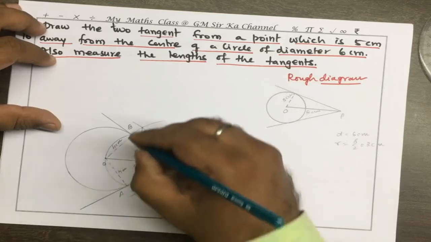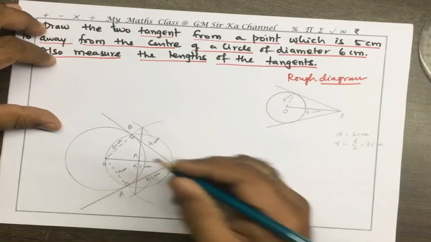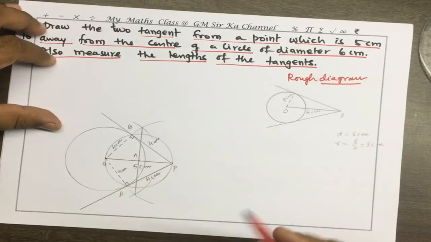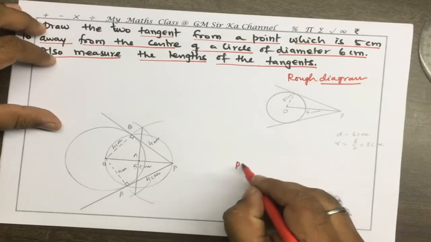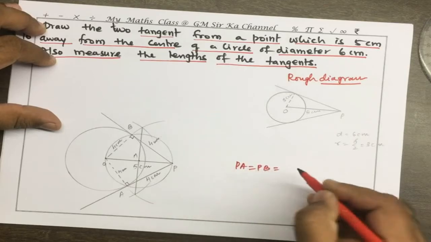That's it in this sum. In this problem, tangents PA equal to PB equal to 4 centimeter.